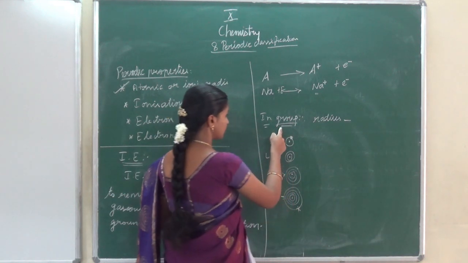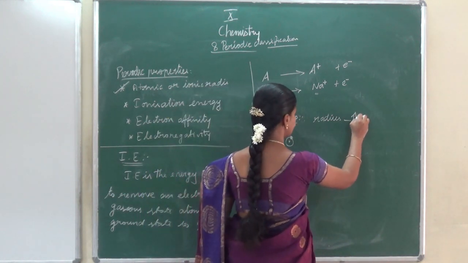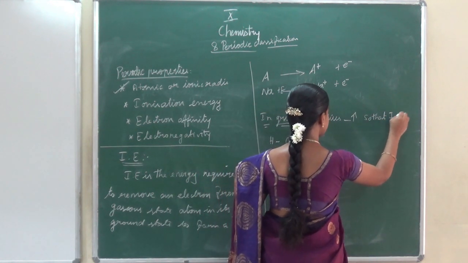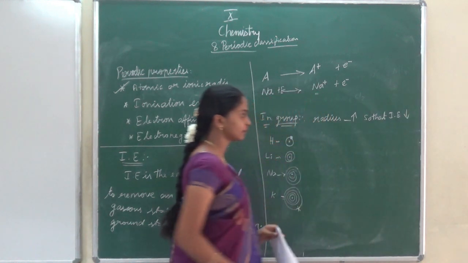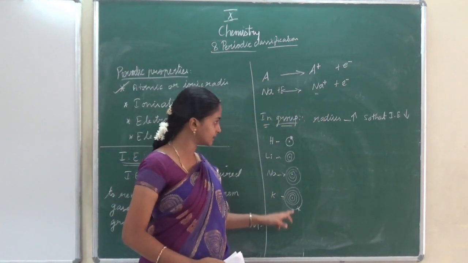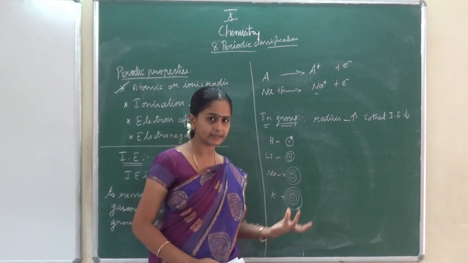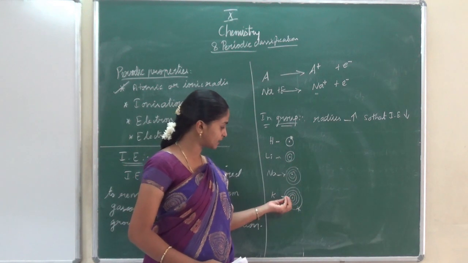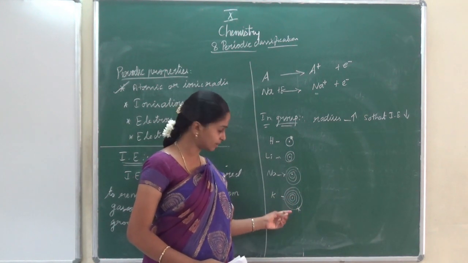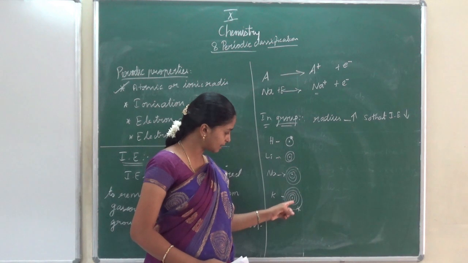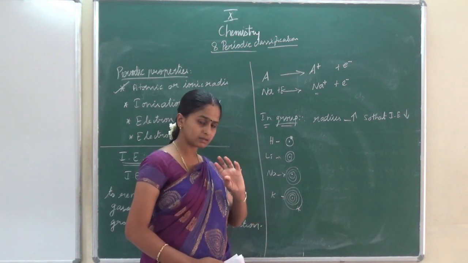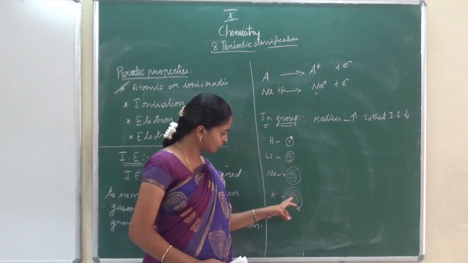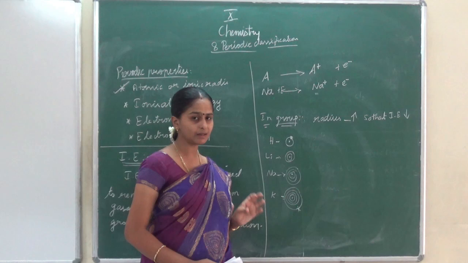So in a group, radius increases so that ionization energy decreases. That's all. In a group, radius increases so the energy required to remove the electron will decrease. The nuclear charge effect is decreasing here, because the inner electrons are present and they also shield the outer electron, so the attraction of the nucleus towards the last electron will be very minimal.